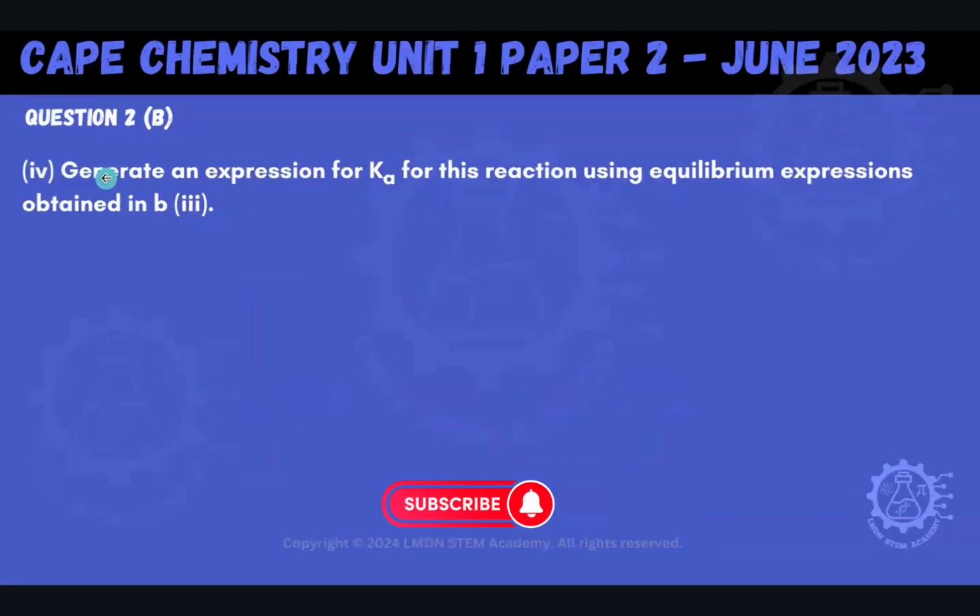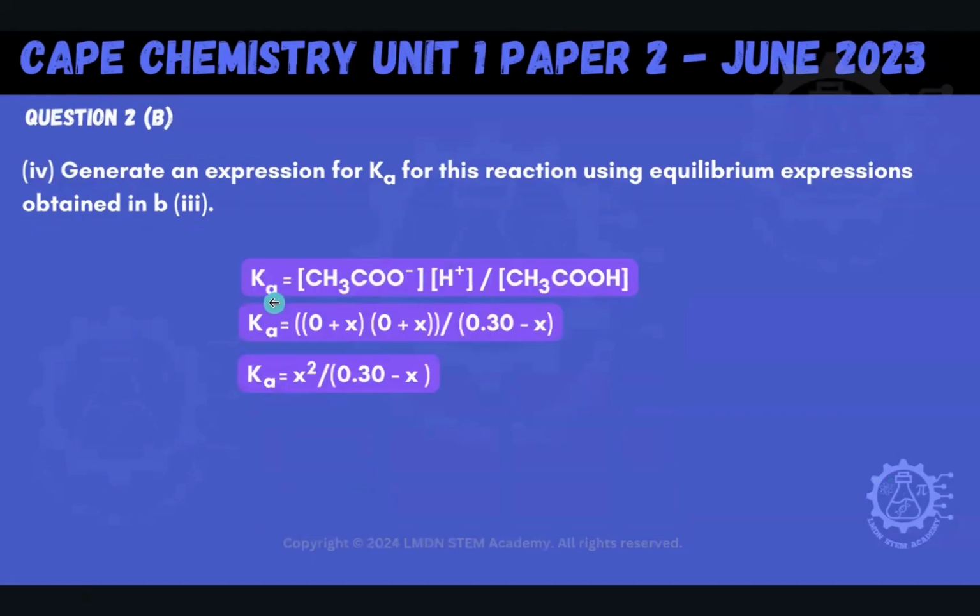So we need to now generate an expression for Ka, which is the acid dissociation constant and equilibrium constant. We need to generate that for this reaction using the equilibrium expressions that we obtained just now. And so our Ka is generally going to be what? Our products, right? The concentration of our products divided by the concentration of our reactant. And so this was our reactant, these were our products, so that's our Ka expression.